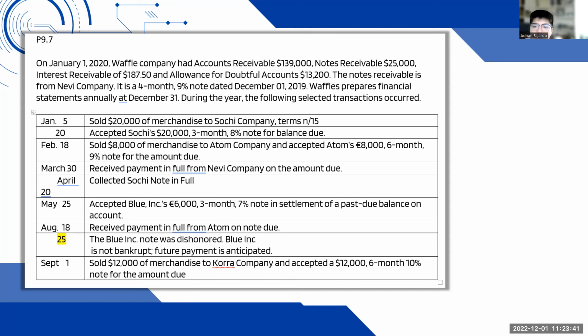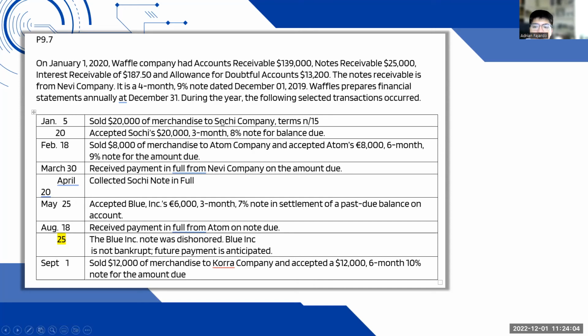Second, maraming nangyayari here, ang daming companies like Sochi, Atom, Nivay, Blue, Cora. Paiba-iba, and then lahat sila notes receivable. Then kukumpute ko yung interest tapos malilito ako, right? So rather than tackling it chronologically, I'm gonna tackle it per company, per promissory note.